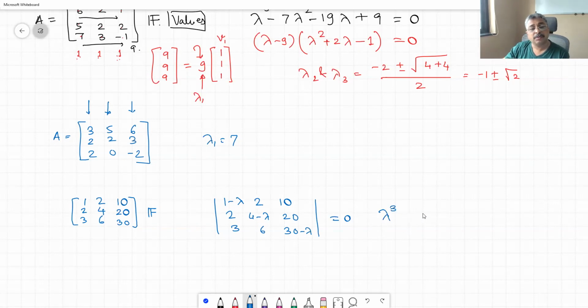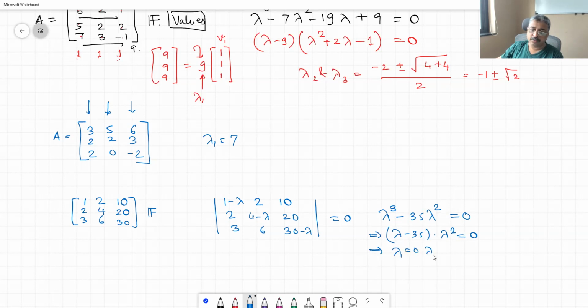Lambda cube minus 35 lambda square, then 0 is equal to 0. This factorizes to lambda minus 35 into lambda square is equal to 0. So eigenvalues are lambda 1 is equal to 0, lambda 2 is equal to 0, and lambda 3 is equal to 35. So these are the three values.